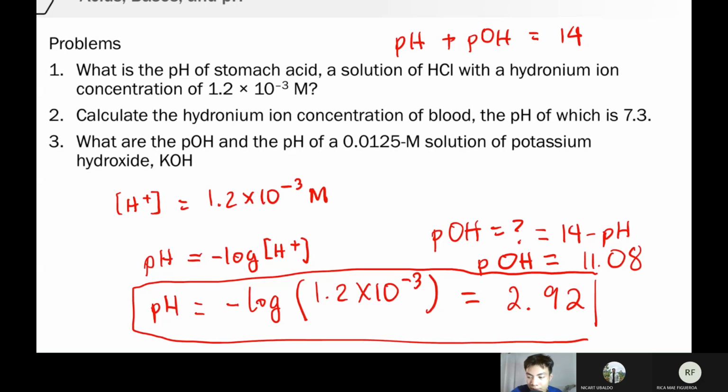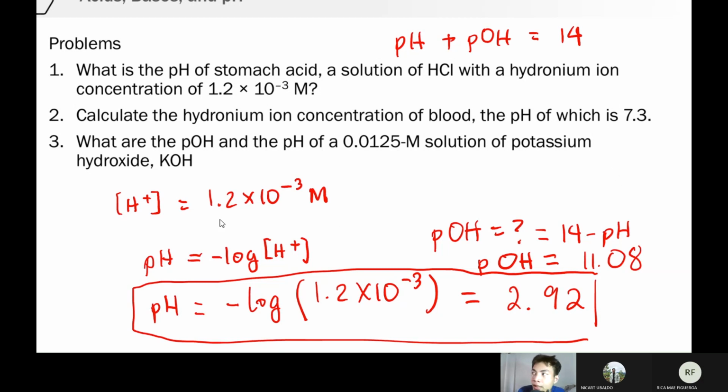Okay. So, hopefully, nasulat nyo na. Let's have the next one, number 2. Calculate the hydronium ion concentration of blood, the pH of which is 7.3.